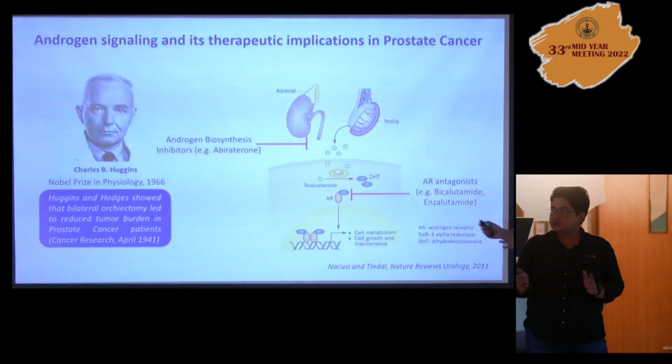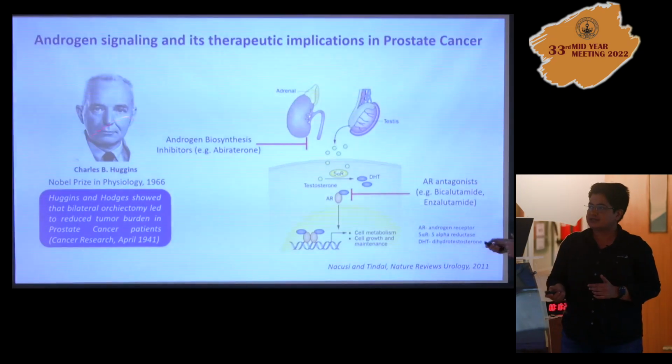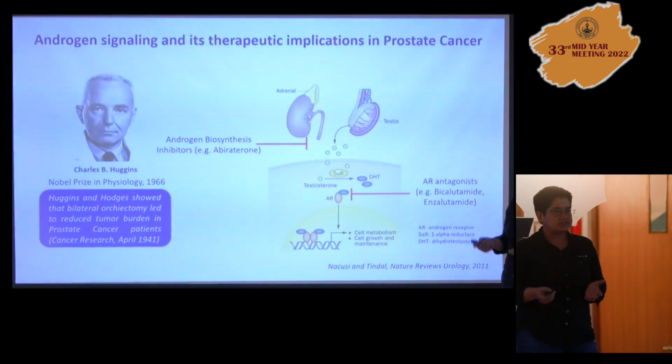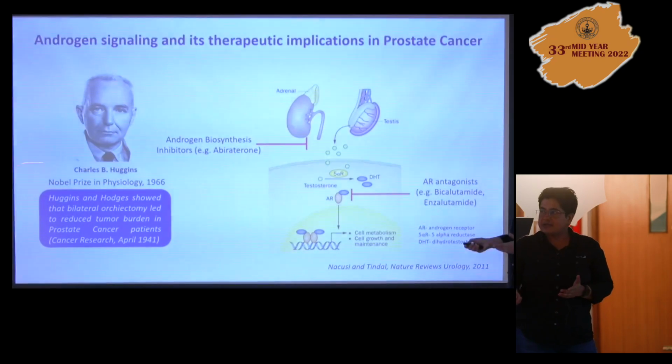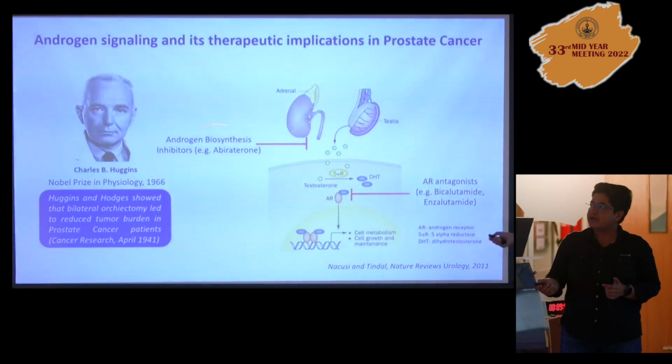Now I'll switch gears towards androgen deprivation therapy, and this gentleman here, Charles Huggins, was the first, along with his collaborator, to show that bilateral orchiectomy, which is surgical castration of men, results in reduced tumor burden in most prostate cancer patients. This was the study they published in 1941, and later he got the Nobel Prize in Physiology in 1966 for this study.